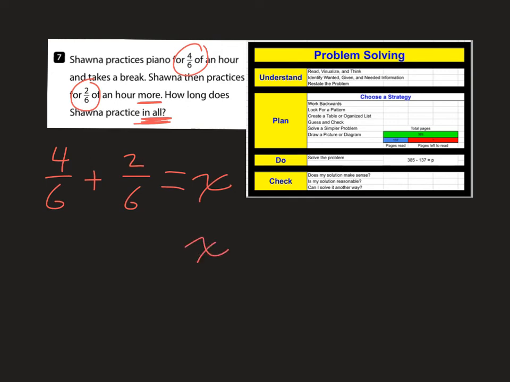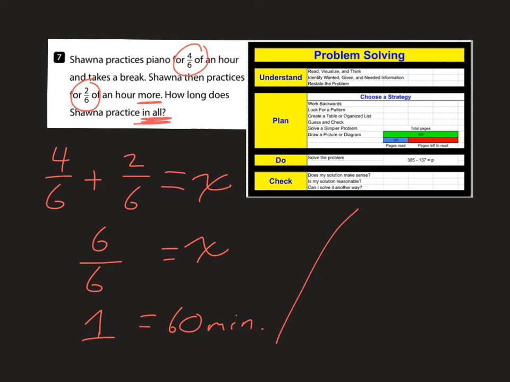Let's solve for x. Denominator stay the same. 4 plus 2 will give me 6. So I know that anytime you have a numerator and denominator that are the same, that is equal to 1 whole. And it says, how long does Shauna practice in all? And I know they're talking about hours, so 1 total hour would be 60 minutes. So she practices piano for 60 minutes.